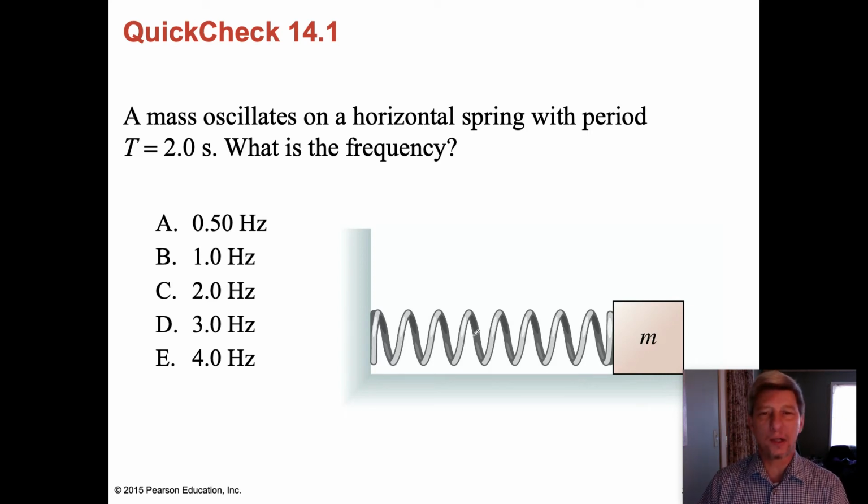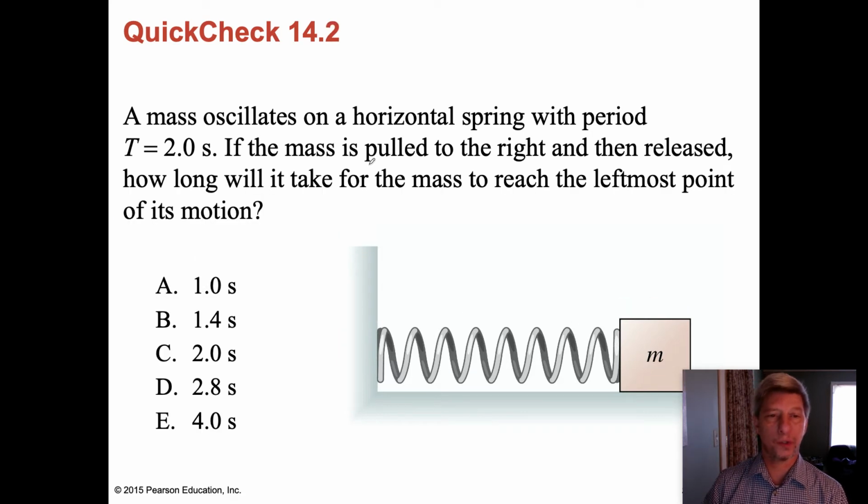So QuickCheck 14.1. A mass oscillates on a horizontal spring with a period of 2 seconds. What is the frequency? Well, we know that frequency equals 1 over the period, and therefore 1 over 2 seconds is going to give me a frequency of 0.50 hertz, which obviously you can see here. This spring is moving back and forth horizontally, and it takes 2 full seconds to go there and back again. That means it only takes half of that time, or 1 second, to go there. But the frequency is 1 over 2, or 0.50 hertz.